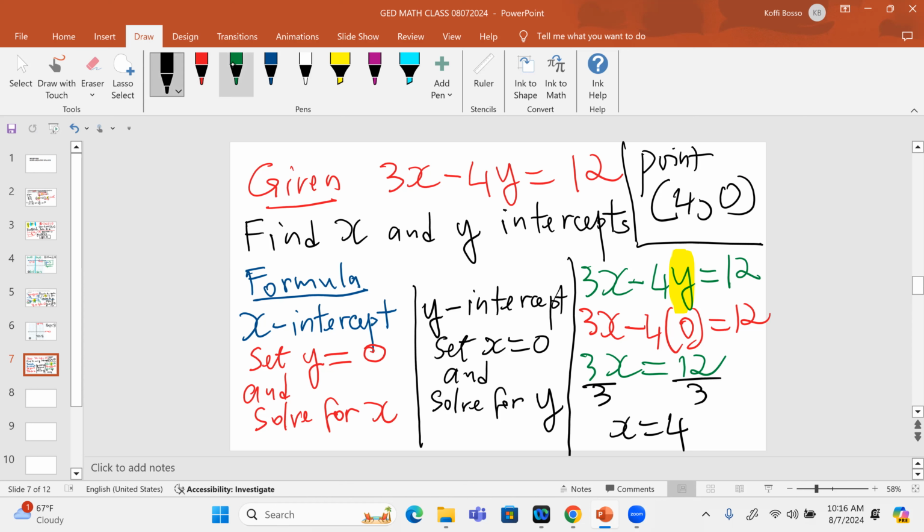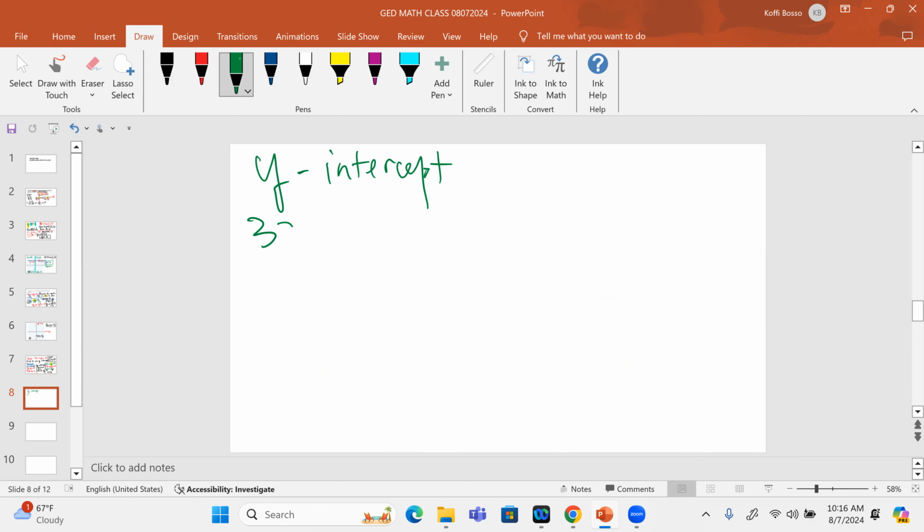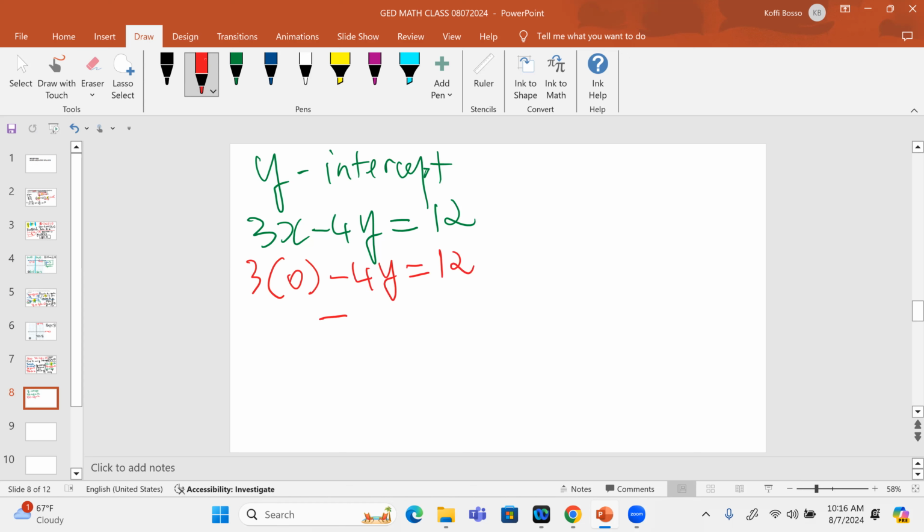Okay, now let's find the y-intercept, using the same 3x minus 4y is equal to 12. What are we going to replace by 0? X. For the y-intercept, x is 0. So we're going to have 3 times 0 minus 4y is equal to 12, which is the same as negative 4y is equal to 12. How can we get y here? We divide by negative 4. Yes.